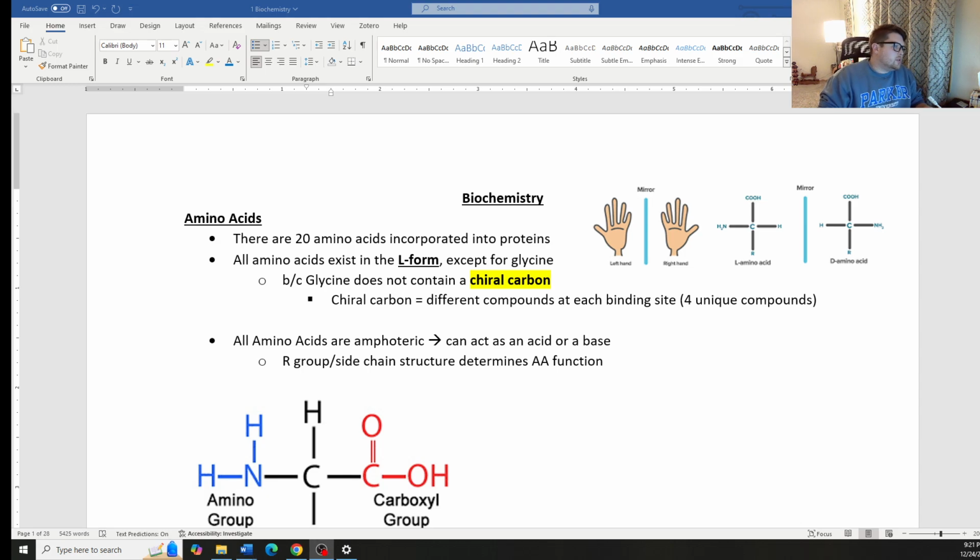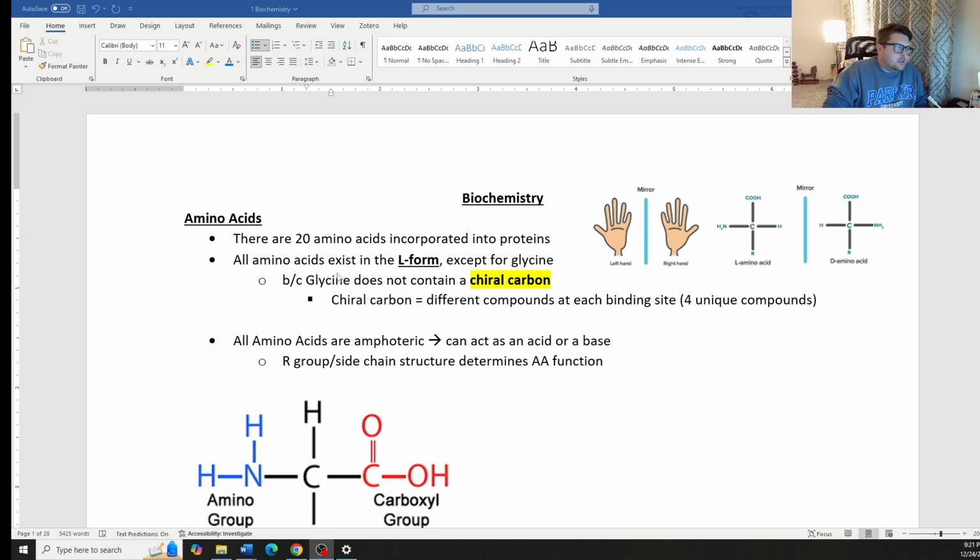This video is going to be covering amino acids within biochemistry. Specifically, there are 20 amino acids that are incorporated into proteins, meaning that amino acids are what build and make up all of the proteins in our bodies. We will get into how those proteins are produced later on.